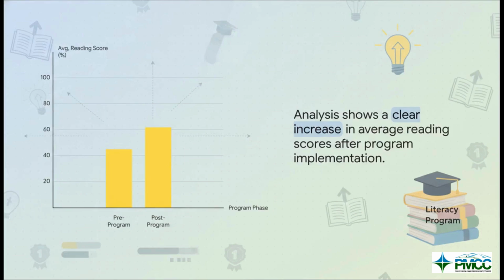And a simple chart like this can tell a whole story. For our literacy program, this is what the analysis might look like. And wow, right away you can see it. The average reading score jumped from 45% to 62%. That is clear, compelling evidence that the program is having a real positive impact.